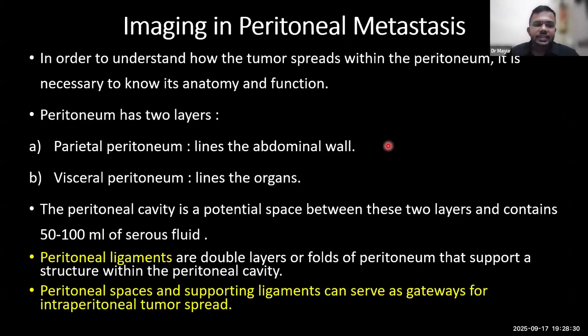Imaging in peritoneal metastasis. In order to understand the tumor spread within the peritoneum, it is necessary to know its anatomy and the function. Peritoneum has two layers, parietal peritoneum lining the abdominal wall and visceral peritoneum lining the abdominal organs. Space between the two is the peritoneal cavity, which normally contains 50 to 100 ml of physiological fluid. Peritoneal ligaments are double folds of peritoneum that support a structure within the peritoneal cavity. These peritoneal spaces and ligaments serve as pathways or gateways for the spread of disease within the peritoneum.